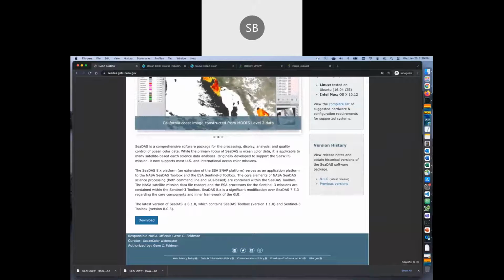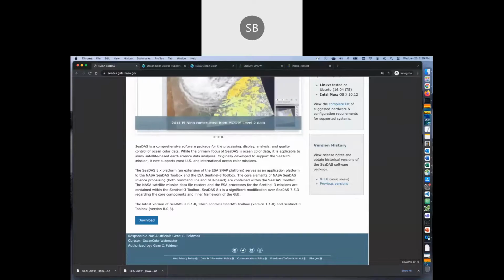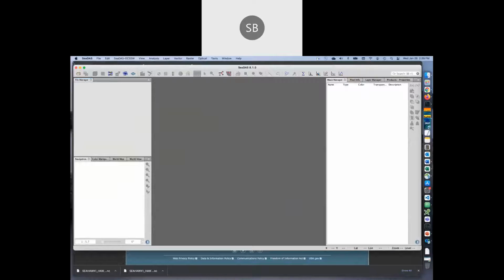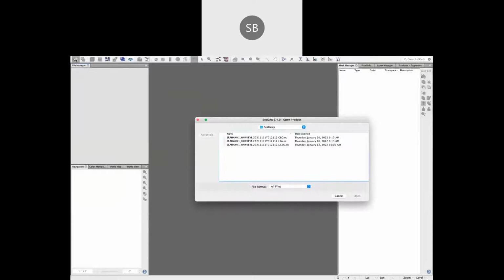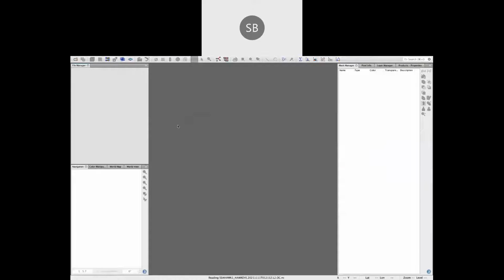I already have it installed, so let's go ahead and launch that and see where we're going. Now, since I've already downloaded these data, we can go ahead and open them up. If you click on the little file icon here, it'll bring up a browser. I'm already in the directory to which I've downloaded the data. This is the scene that we were playing with. If we go ahead and open that, CDAS will load this.